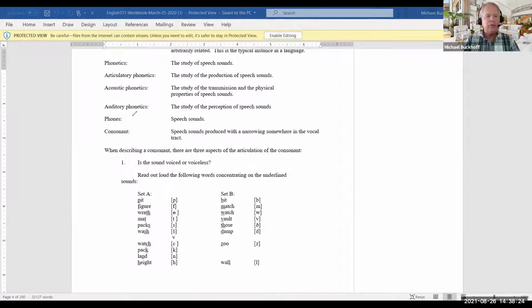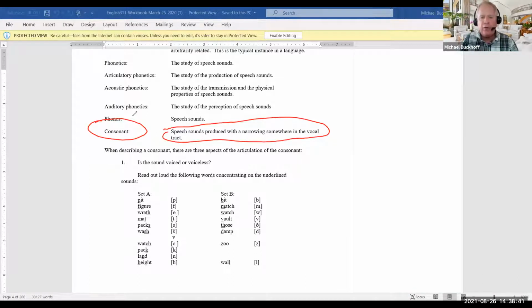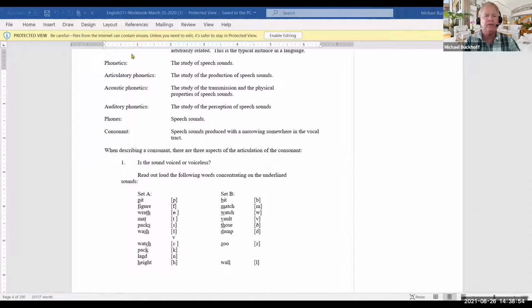Okay, so phones are speech sounds. It's weird, but we even have a definition for a consonant, right? You have to think about, okay, here are consonants over here, here are vowel sounds over there. How are these different? Notice consonant sounds are speech sounds produced with a narrowing somewhere in the vocal tract, right? There has to be some type of constriction going on. That's the definition of a consonant. So think about that for a minute as we talk about consonant sounds.